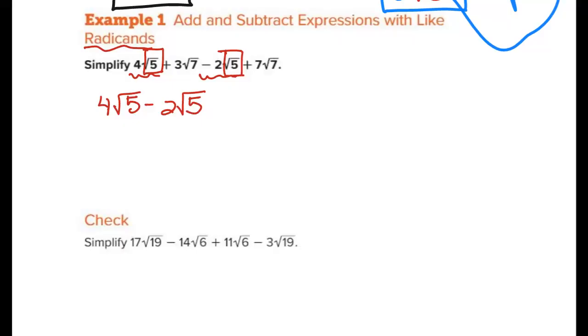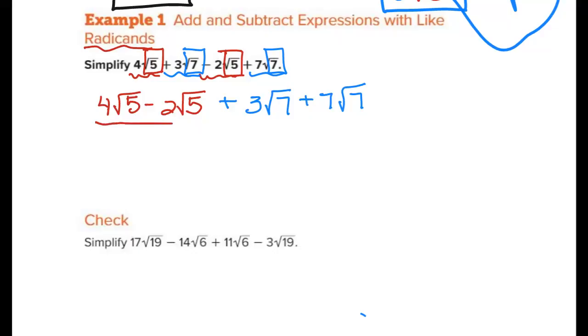So can I combine the other ones that are left? Ashley, can I combine 3 radical 7 plus 7 radical 7? Yes, because they have the same radicand of the square root of 7. So plus, always check the sign in front. That's a positive 3 radical 7 plus 7 radical 7.